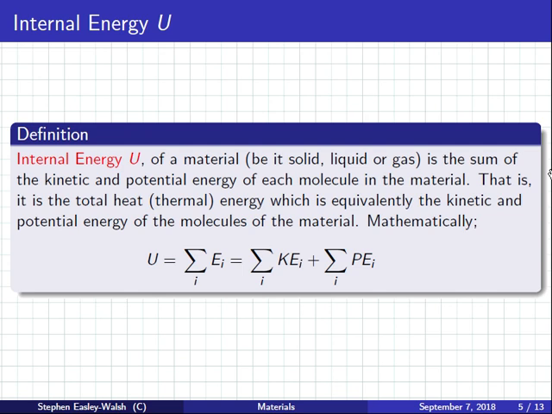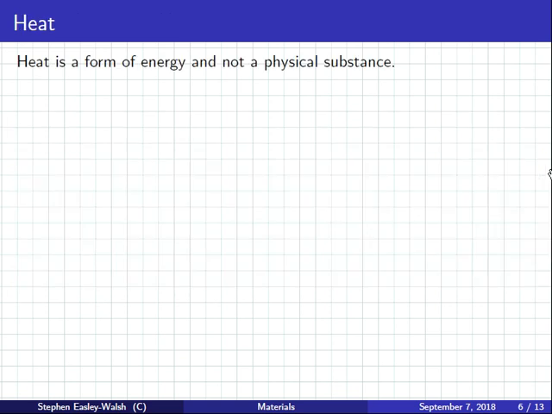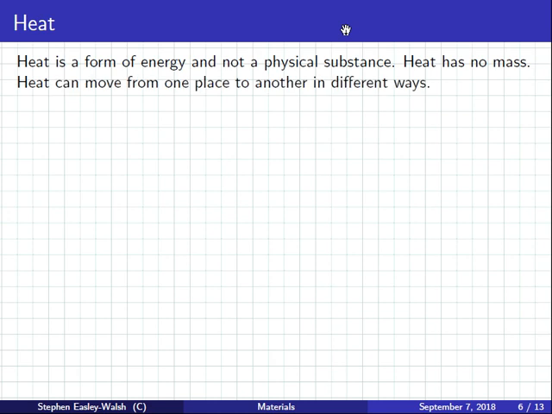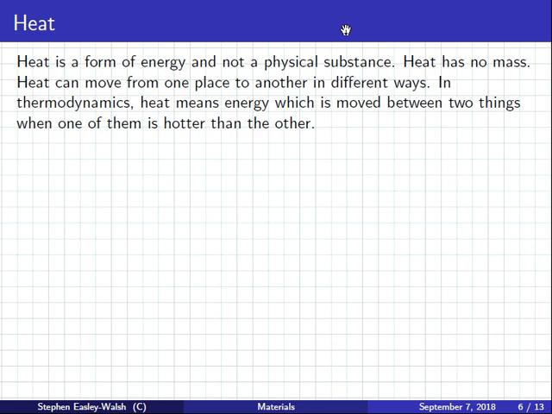Now, heat. You know this word heat, of course. Heat is a type of energy. It's not physical. Heat has no mass. But heat can move from one place to another place. In thermodynamics, heat means energy which moves between two things. So, for example, my coffee is hot. It has heat. The heat moves from the coffee to my hand. I can feel it moving.